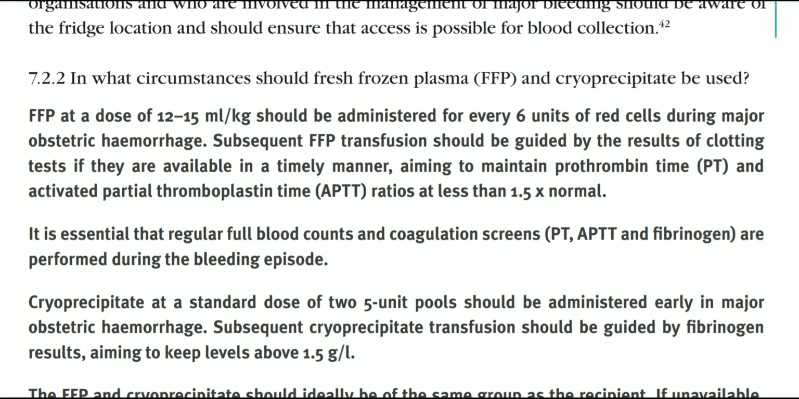Okay, then in what circumstances should fresh frozen plasma and cryoprecipitate be used? Fresh frozen plasma at the dose of 12 to 15 ml per kg should be administered for every 6 units of red cells. Okay, so 6 units of red cells and FFP at the rate of 12 to 15 ml per kg during major obstetric hemorrhage.